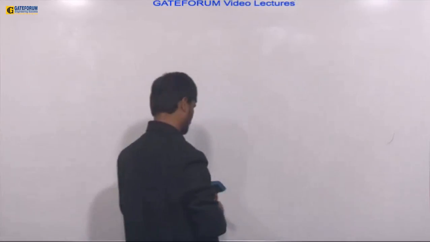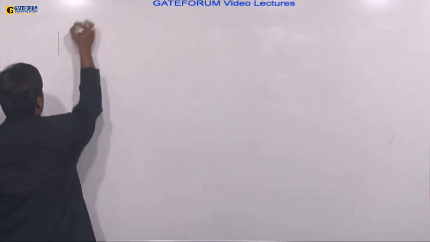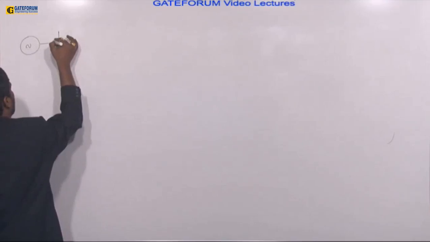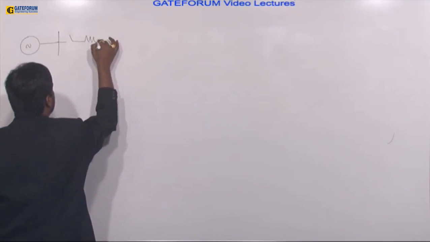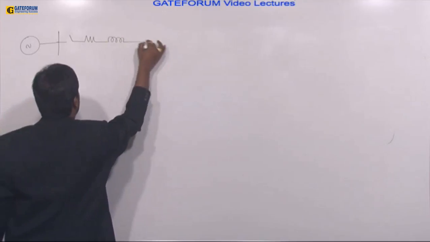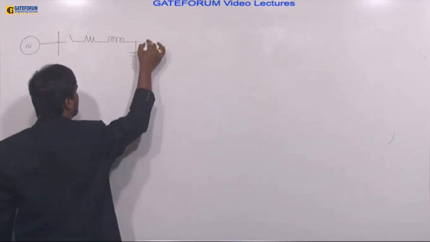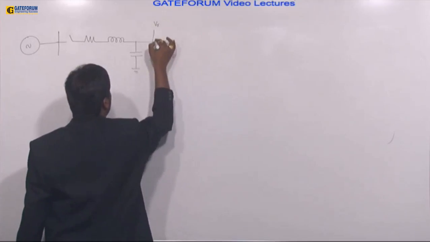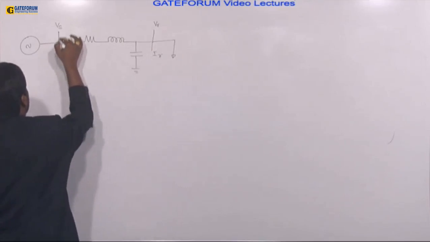Now, this is the alternator connected to the bus bar, connected to the transmission line. I already explained this diagram. How many elements will a transmission line have? Three elements, R, L, C, and then the load. Load side voltage is VR, current is IR. Source side voltage is Vs, current is Is.